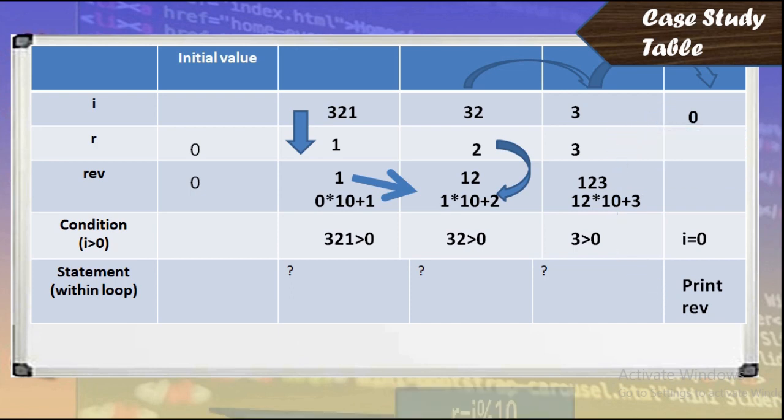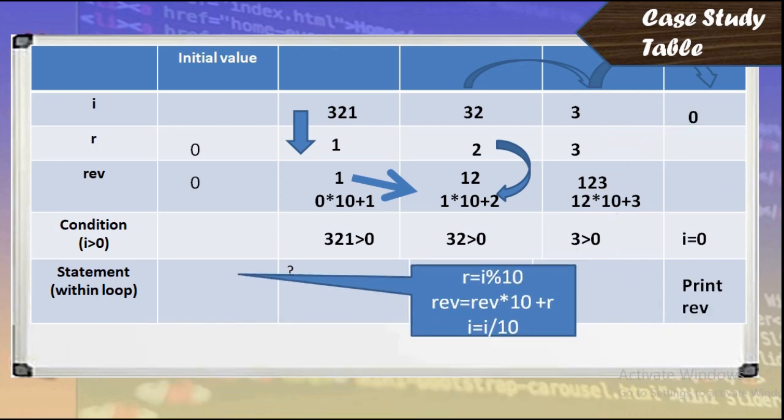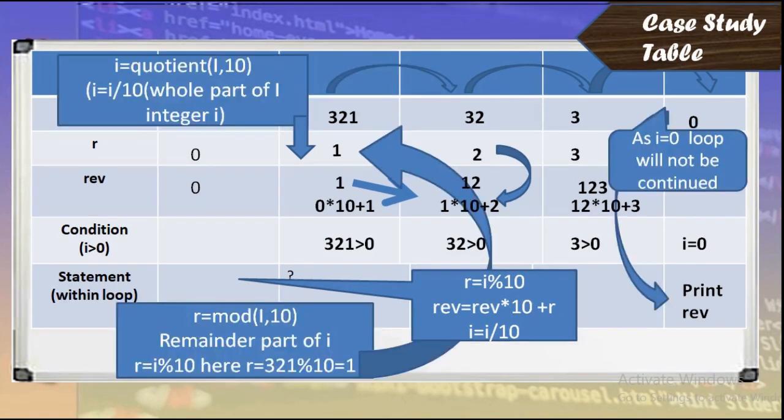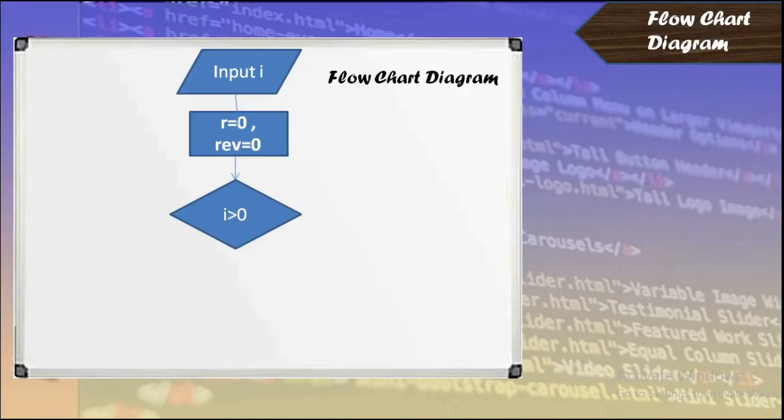For the generalized scenario, the input number I can have any number of digits. The condition for the loop is I greater than 0. Within the loop, R equals I mod 10, rev equals rev multiplied by 10 plus R, and I equals I divided by 10.